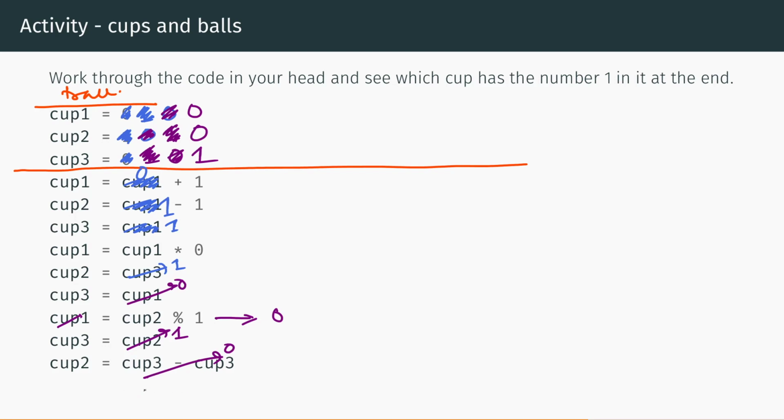So by the end of this, as you can see, cup3 has 1. Okay, cup1 and 2 both have 0. So the answer to this question is cup3. That's the variable which stores the value 1 by the end of this program.